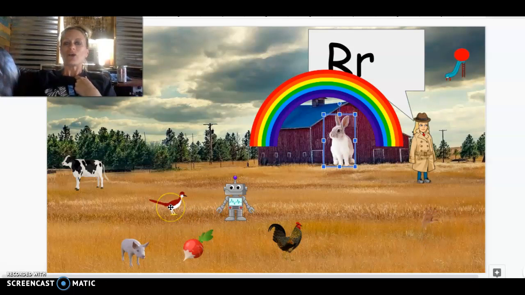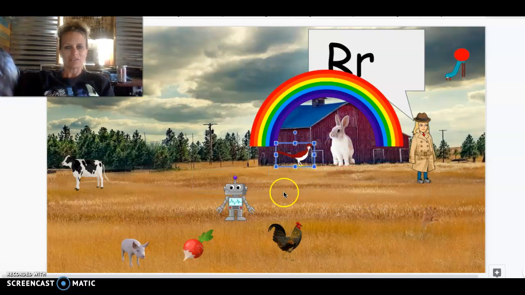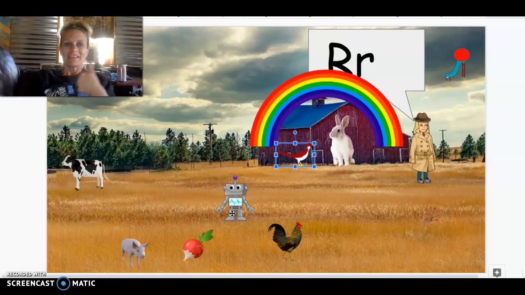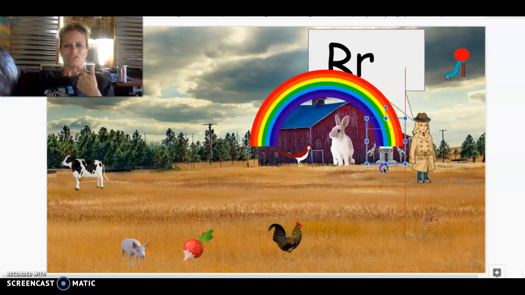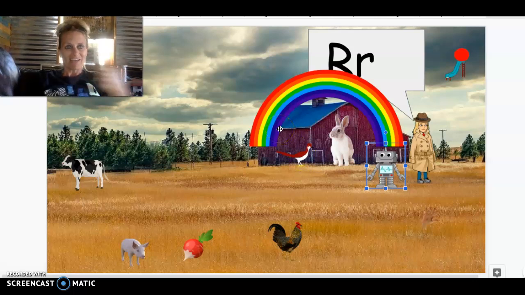Here is a road runner. Road runner. Yes, road runner begins with a sound. Robot? What do you think? Robot begins with the sound. Listen to these words. Robot, rabbit, road runner, and rainbow. They all have the same beginning sound.